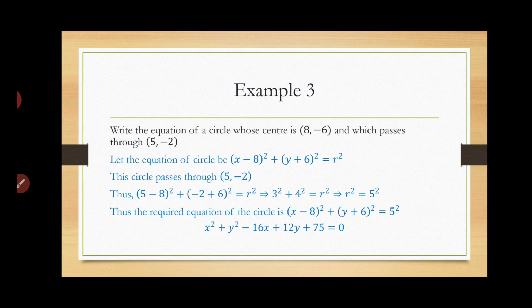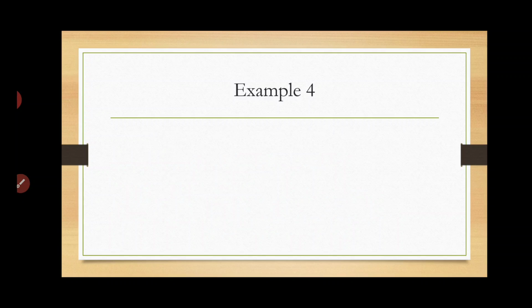So just simplify it. You get x² + y² - 16x + 12y + 75 = 0. So just give it a check if I have done the correct calculation. I have done it in a hurry, so there may be some mistake. I hope not. Still.